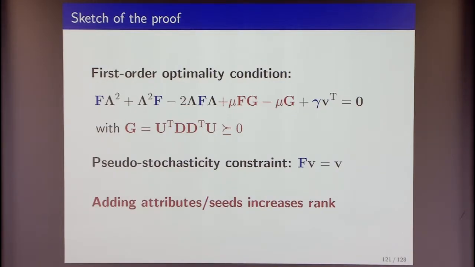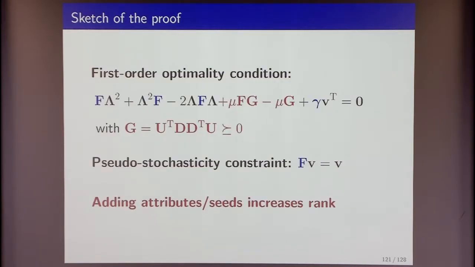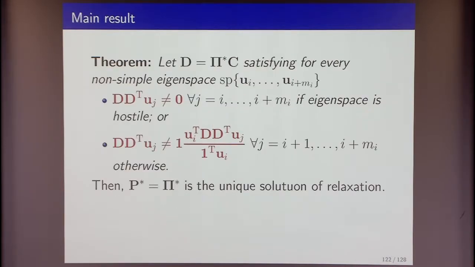usually increase the rank. So the rest, all the rest is just technical details, how to make sure that I'm adding the minimum number of constraints to just fill in the missing, basically just to eliminate the null space of my system. Okay, so there will be a distinction between hostile and non-hostile eigenspaces.